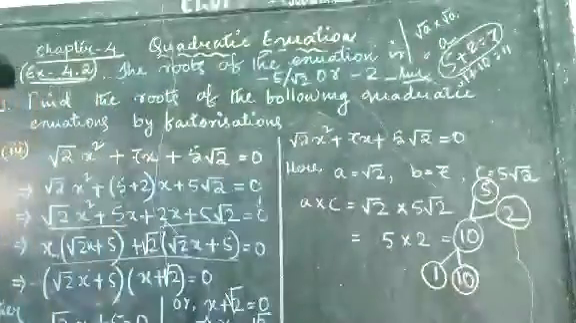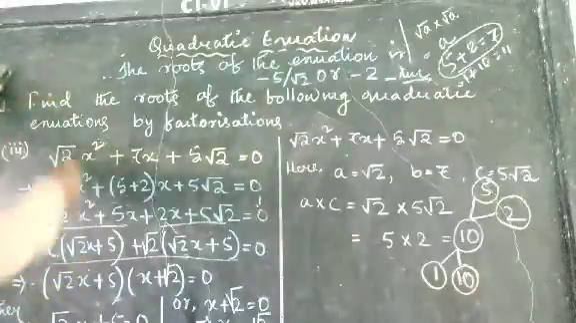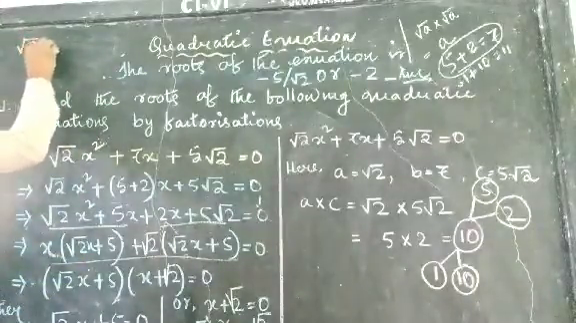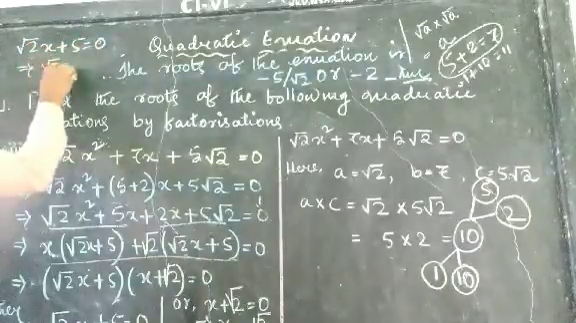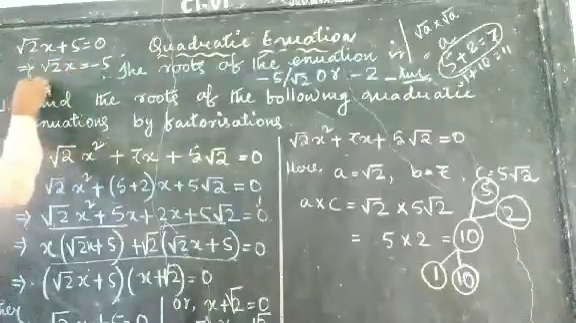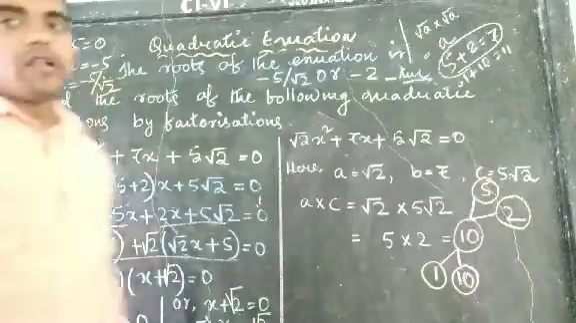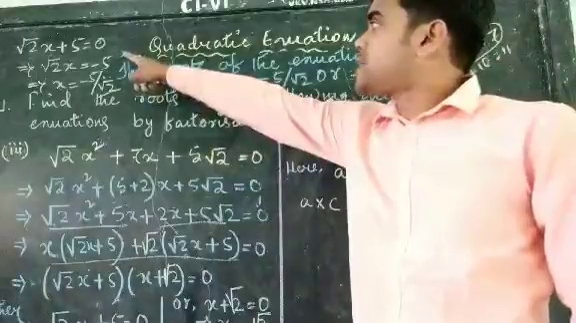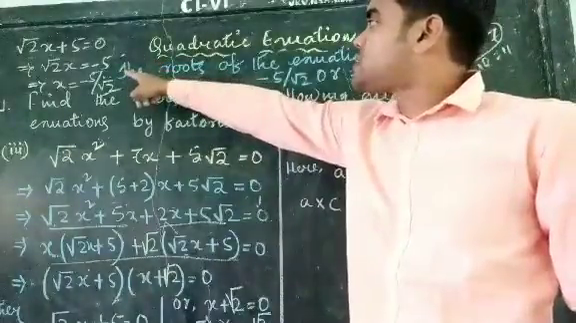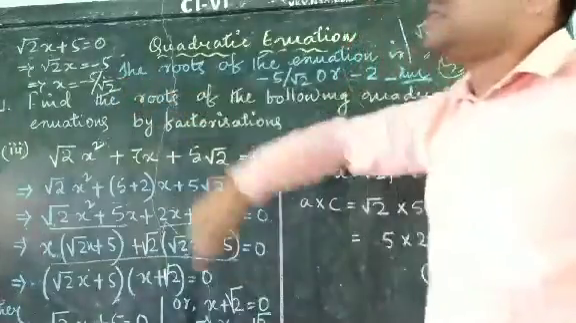or x plus root 2 equal to 0. Take root 2x plus 5 equal to 0. Then root 2x equal to minus 5, and x equal to minus 5 by root 2. This is our first root.